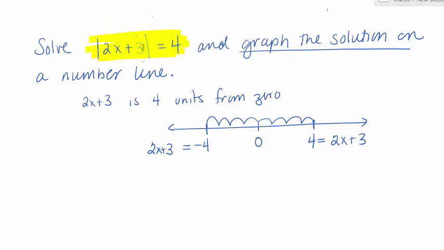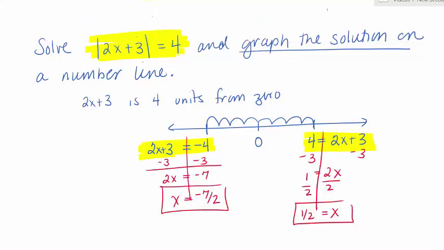Okay, so let's solve these two equations we just wrote. We wrote this equation and we wrote this equation. These two equations are going to yield two separate answers. You solve them just the way you've always solved equations. So let's go ahead and knock those out. All right, so once you solve those, you come up with these two separate answers.